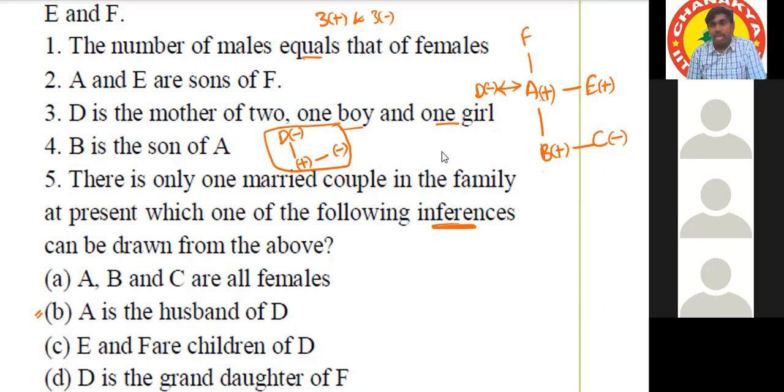And what about the gender of F? Using this point, we can place F's gender. There should be 3 males and 3 females. Already 3 males are over, and the remaining persons are all females. So that's all. This is the final blood relation chart.